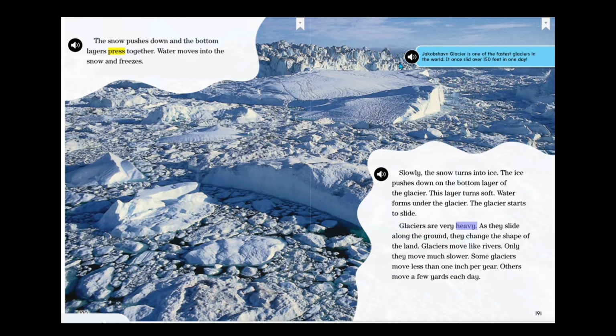Glaciers are very heavy. As they slide along the ground, they change the shape of the land. Glaciers move like rivers, only they move much slower. Some glaciers move less than 1 inch per year. Others move a few yards each day. Jakobshavn Glacier is one of the fastest glaciers in the world. It once slid over 150 feet in 1 day.